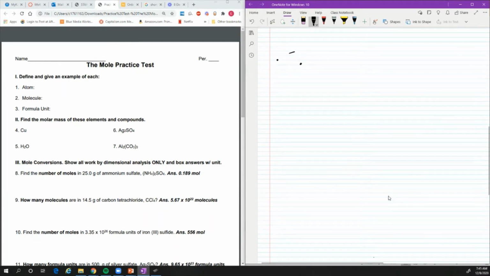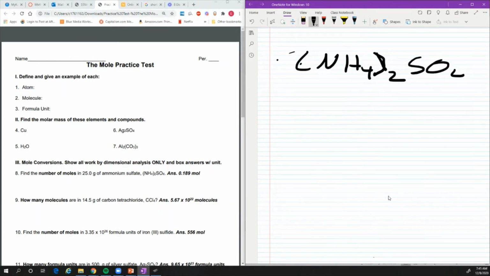So, okay, I've got NH4, 2, SO4. Okay, and now we just have to add everything up. Remember this 2 is affecting both that 4 and that nitrogen. So whatever weight you get for nitrogen, multiply by 2. Whatever weight you get for hydrogen, multiply it by 4 and then by 2, which is 8. 4 times 2 is 8.